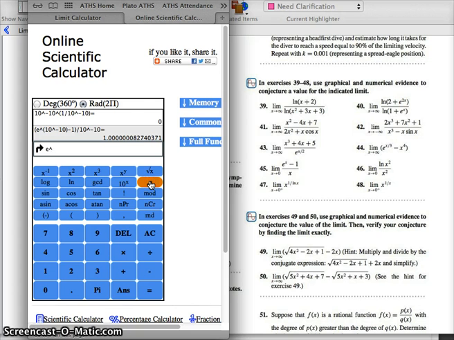Now we have to come from the left. So e raised to, we have to make it negative and also really small, so negative 10 to the negative 10th, minus 1. I need to make sure I have parentheses around all of that. And I'm going to divide by negative 10 to the negative 10th power. And that also is 1.